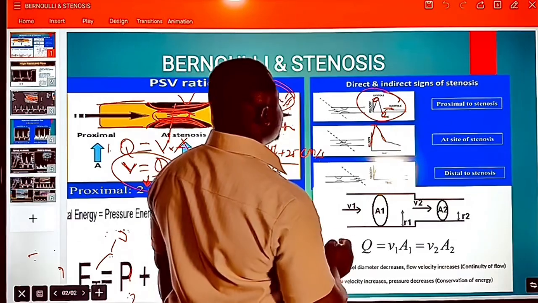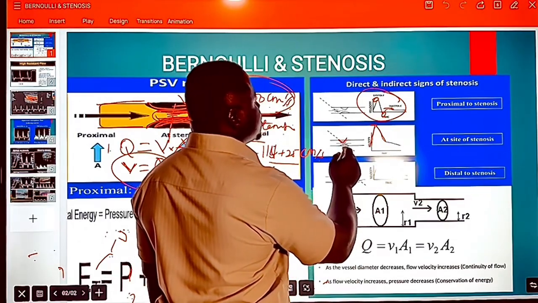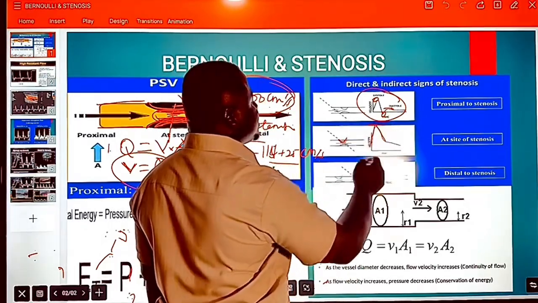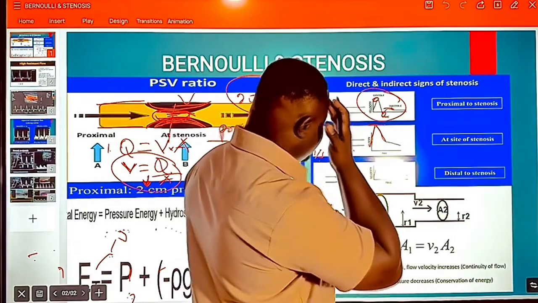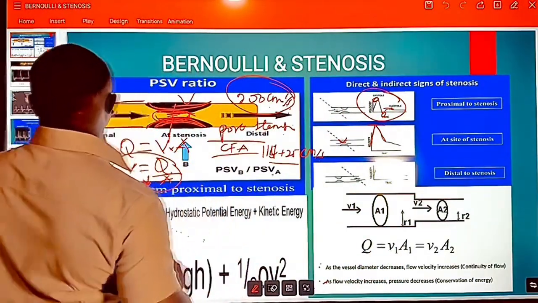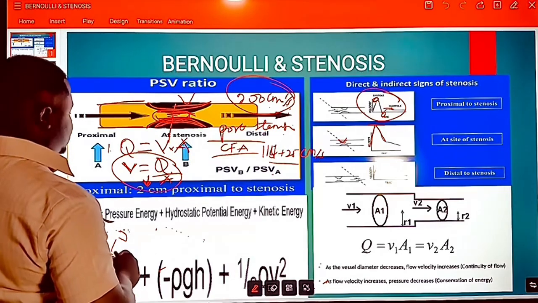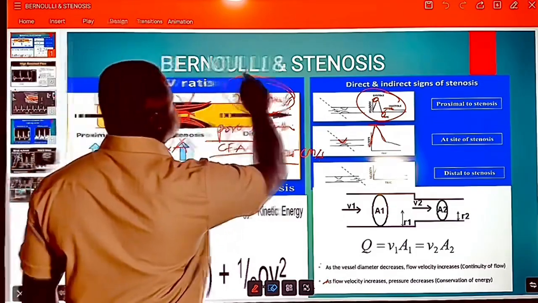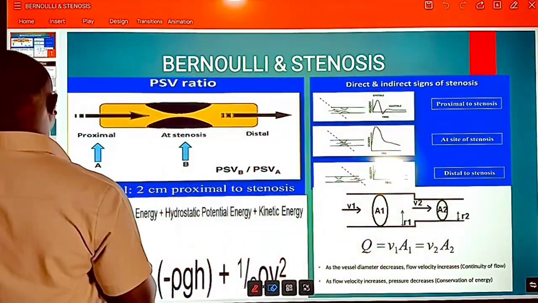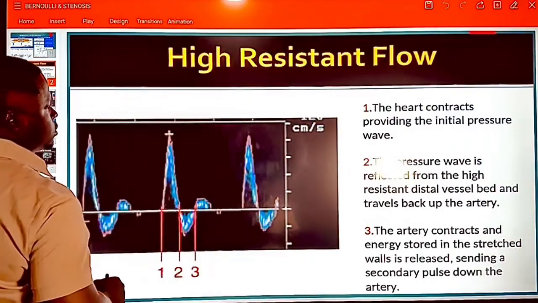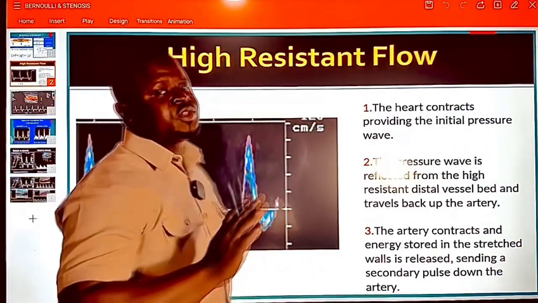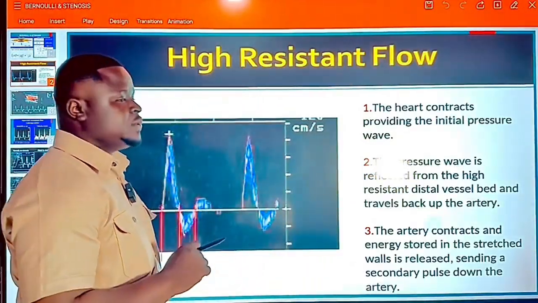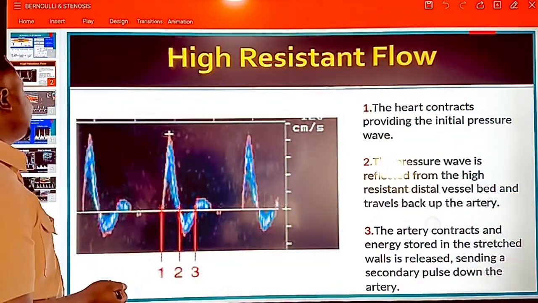Okay, because a decrease in area results in what? An increase in velocity. So at the point of stenosis, you expect an increase in the velocity rate. Okay. Now, the lower extremity vessels, we know them to be high resistance flow. Okay.